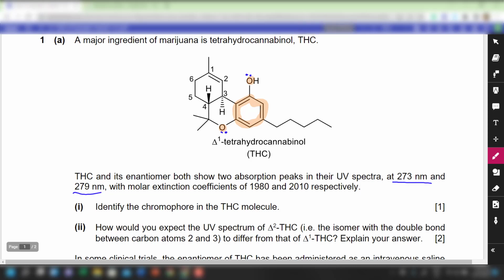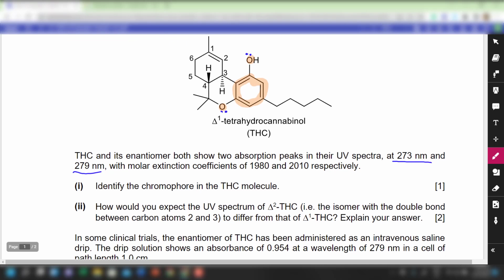So this potential delocalization will further narrow the HOMO-LUMO gap, or the energy gap between the energy levels where electronic transition can take place. So essentially that's largely the HOMO-LUMO gap we are talking about. Okay, so I would identify the chromophore as the phenyl ring together with the phenolic OH, or you can simply say that the phenolic group is the one responsible as the chromophore in the THC molecule.